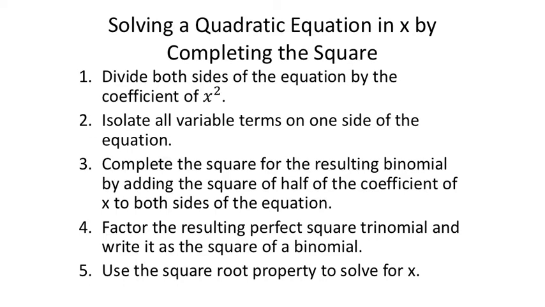Then you isolate all the variable terms on one side of the equation, which means we don't want any constants on the same side. So we complete the square of the resulting binomial by adding the square of half of the coefficient of x to both sides of the equation. Now that doesn't have to make sense, which it probably doesn't. You need to remember here that it says you're adding the square, so that would be a power of 2 of half the coefficient of x, not x squared.